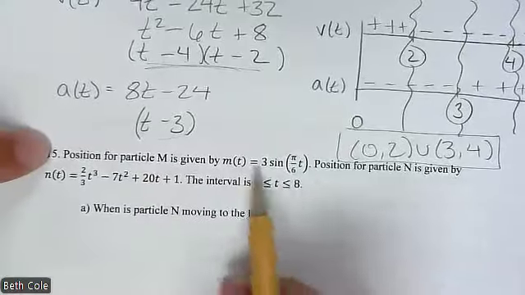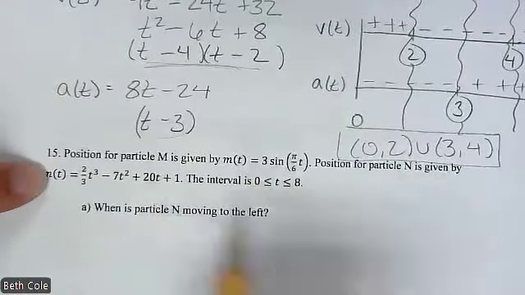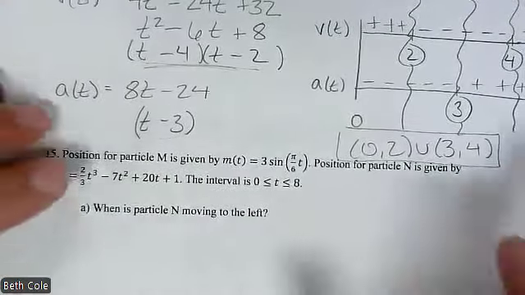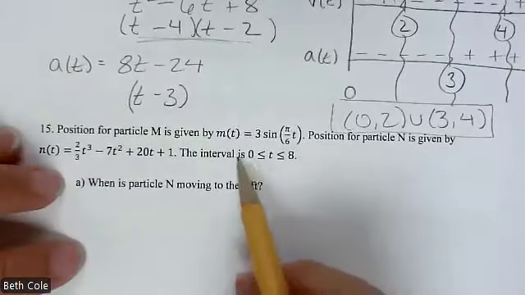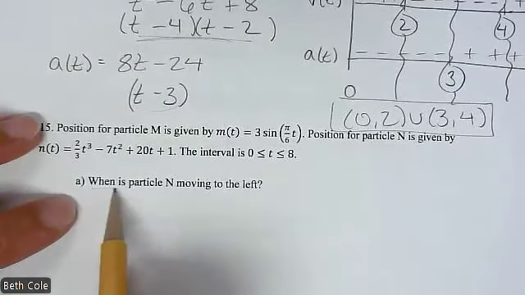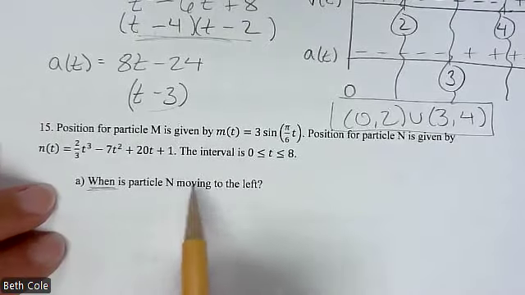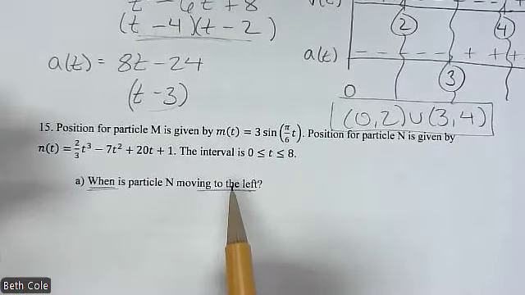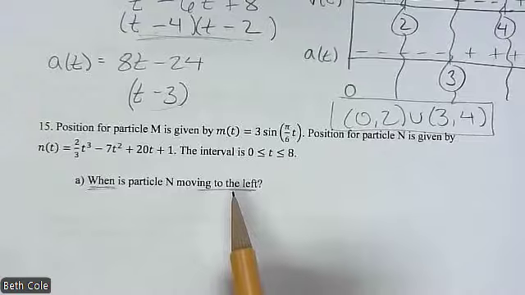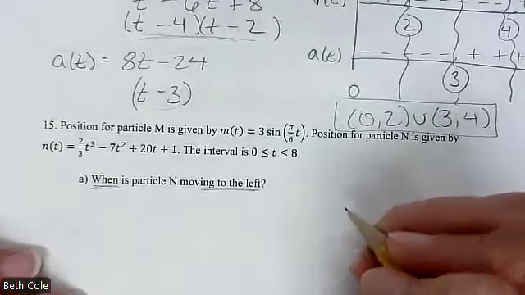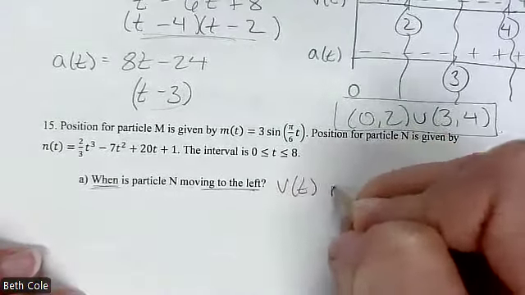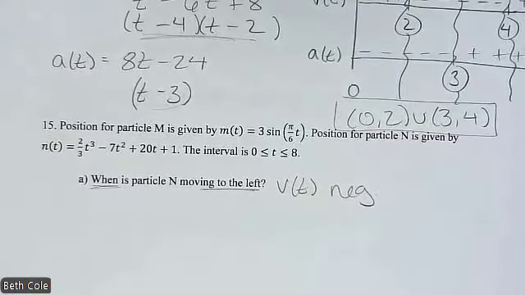Position for particle m is this thing. Position for particle n is this thing. So we have two different particles, and they give us position for both. Your interval is 0 to 8. When, so it should be times, is particle n moving to the left? How do you figure out moving to the left? Yep. Velocity is negative.